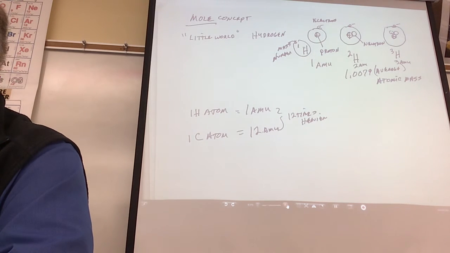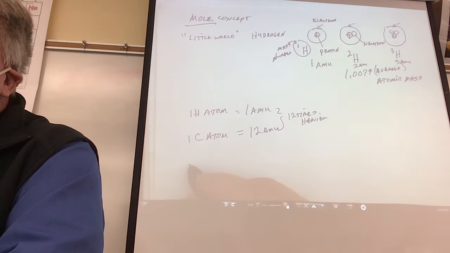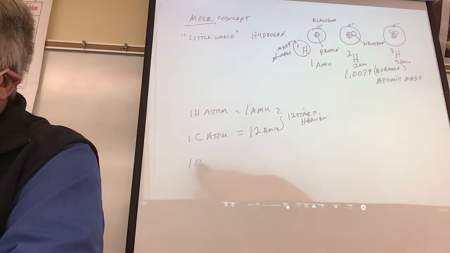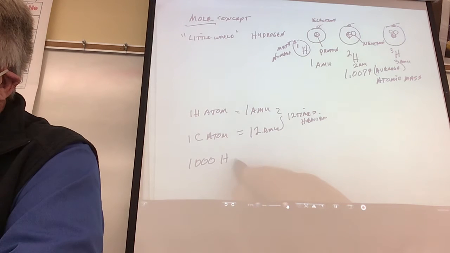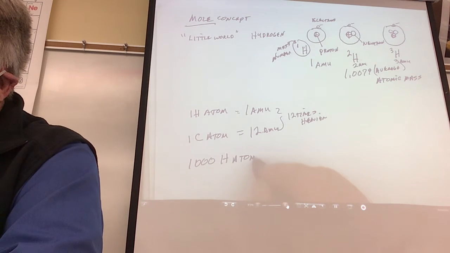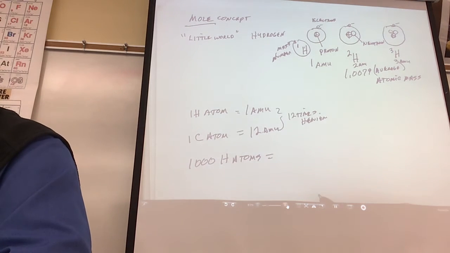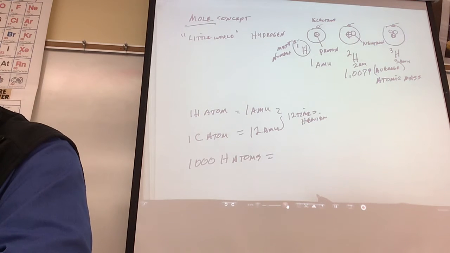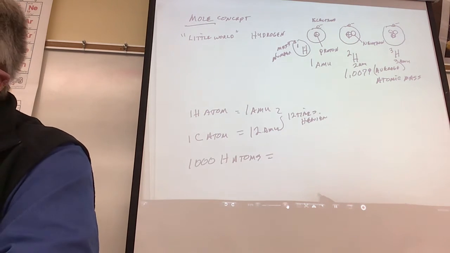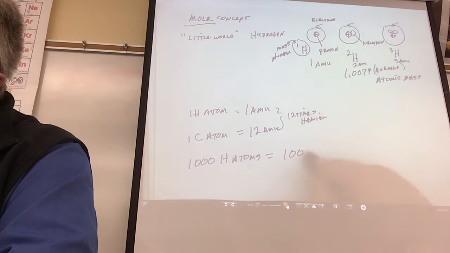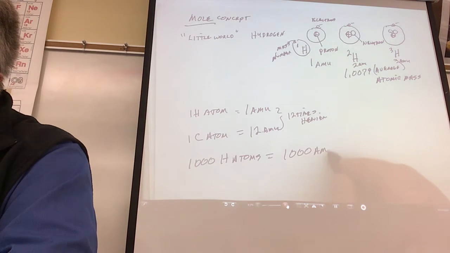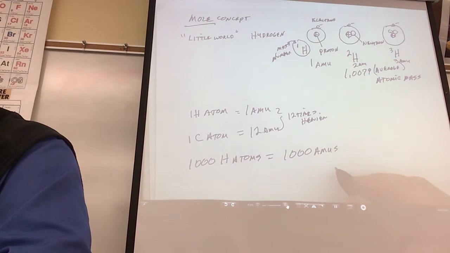Now, it sounds so simple, but I'm going to take you on a little trip here. Then I went and gathered 1,000. I got 1,000 hydrogen atoms. And I want to ask you, how much would that weigh? I'm in the little tiny world. Don't say grams now. I'm in the little tiny world. What is it again? 1,000 AMU. All right. Hey, now I'm hearing some good stuff. Everybody okay? Is that right?